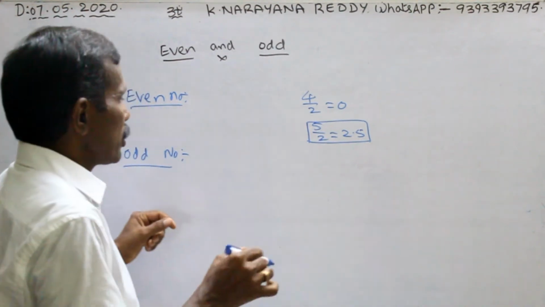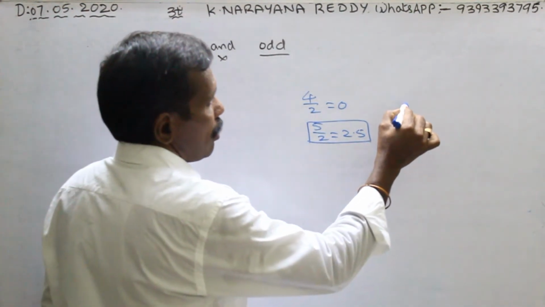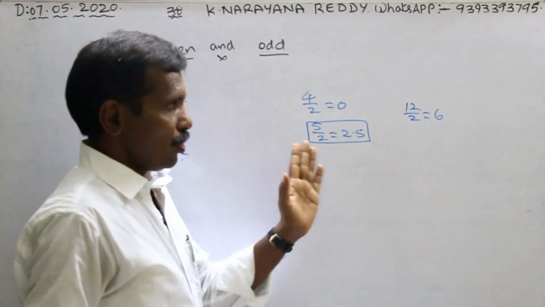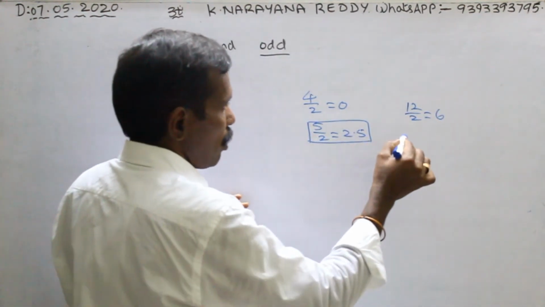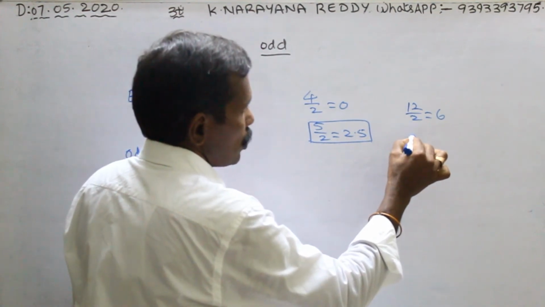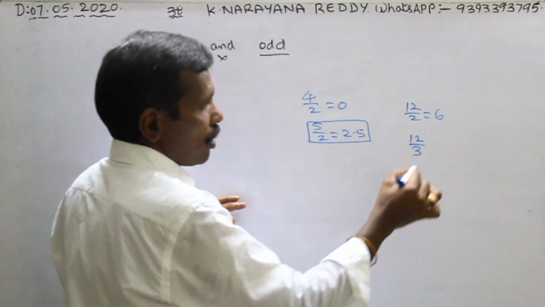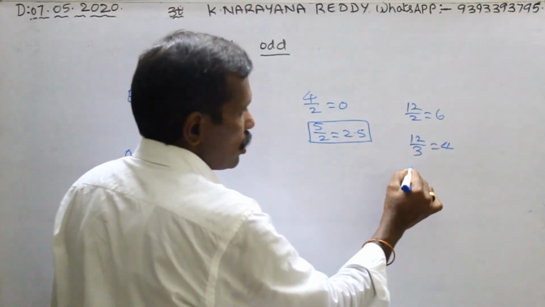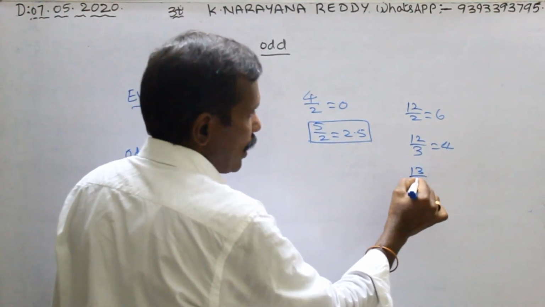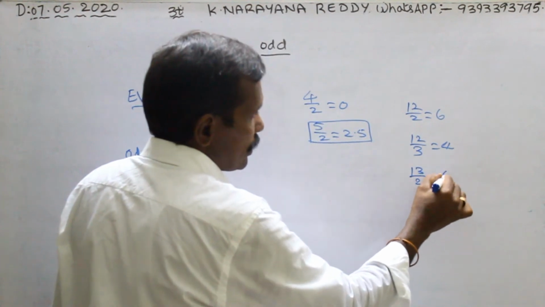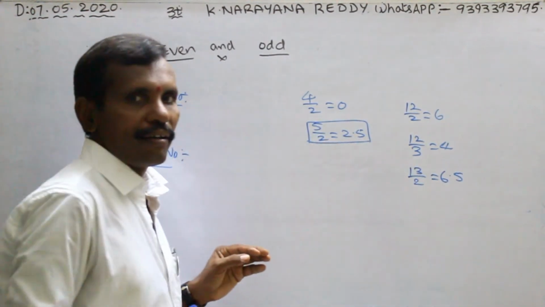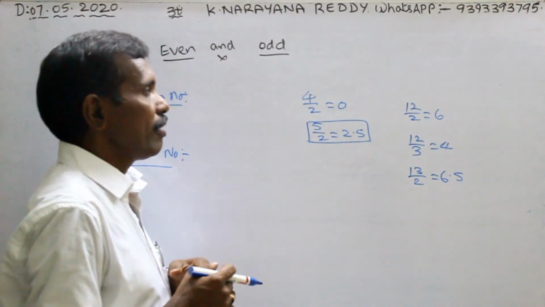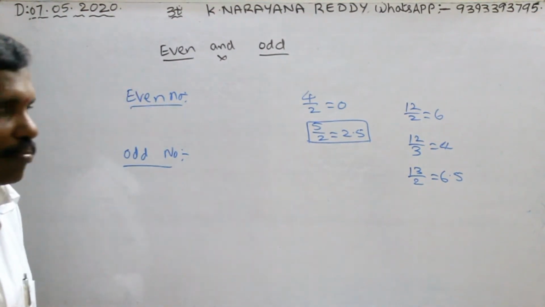For example, take 12 by 2, which is nothing but 6. If there is a decimal point, for example, take 12 by 3, you get 4, the remainder is 0. Suppose we are dividing 13 by 2, that is 6.5. That is odd. In this way you can identify the even and odd numbers.